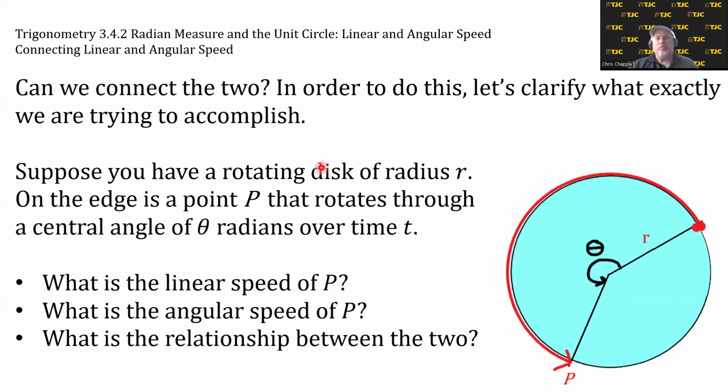Can we connect the two? In order to do this, let's clarify what exactly we're trying to accomplish. Suppose you have a rotating disk of radius r. On the edge is a point P that rotates through a central angle theta radians over time t. So this point is rotated this many radians over a certain time. What is the linear speed of P? What is the angular speed of P? And what is the relation between the two?